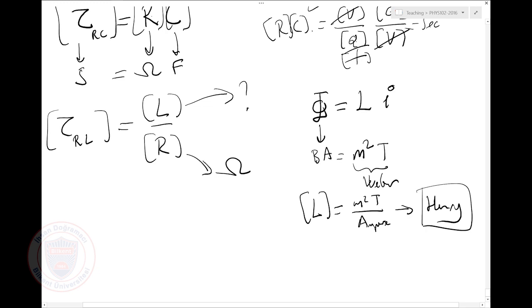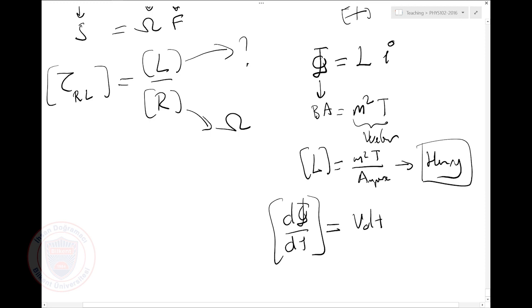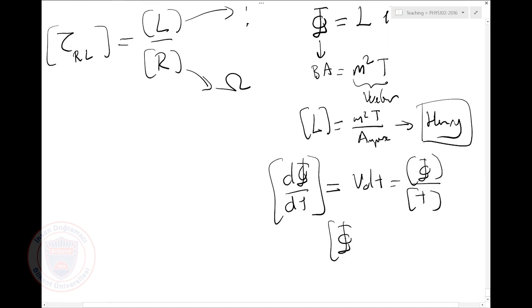Now, here's the thing. Is there an easier way to write this unit? Now, what is d phi dt? The unit of d phi dt? Voltage, right? So this should have the units of volt. Which means flux unit divided by time unit. So the flux unit, which we called Weber, is actually seconds times volt.